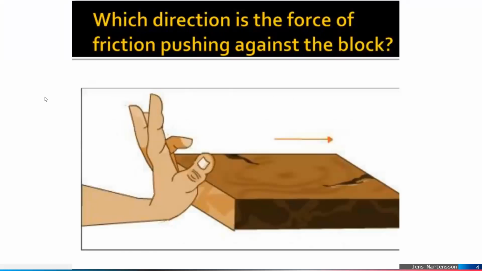Now, look at this block of wood here. This block of wood is pushing on the table. Now, which direction is the force of the friction? They push the table to the right. So what will the direction of the friction be? To the left. Friction opposes the motion. It is in the opposite direction of the motion. Since I push my hand to the right, the friction will be to the left.